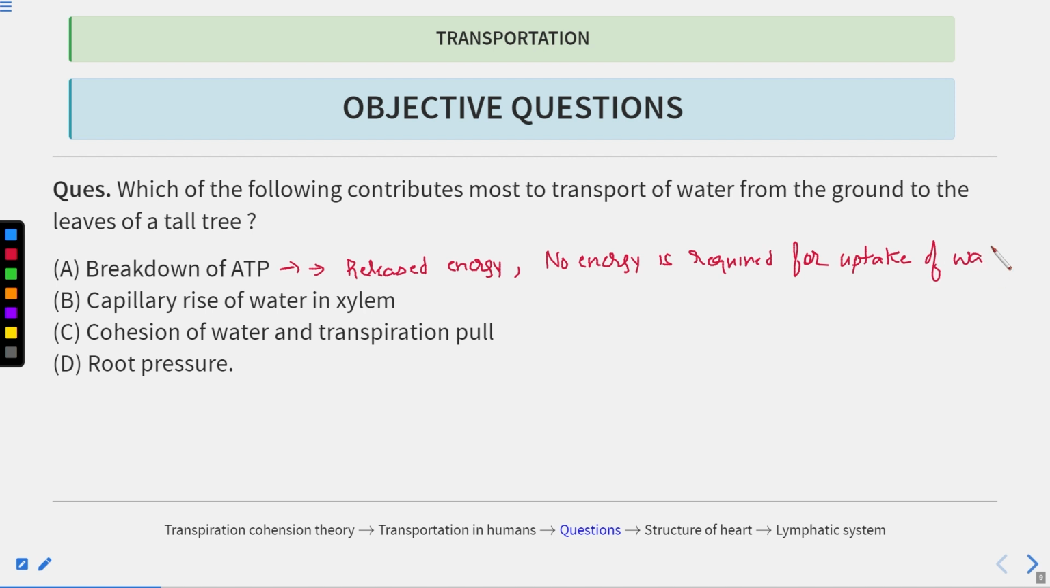Clear? So ATP is broken down to ADP and inorganic phosphate. And in this process, energy is released. But the uptake of water is a passive process. There is no energy required.